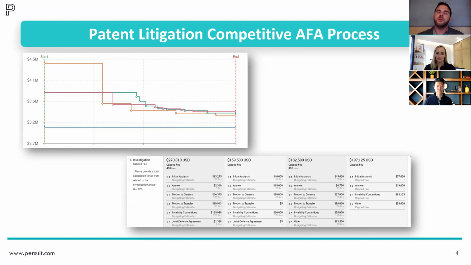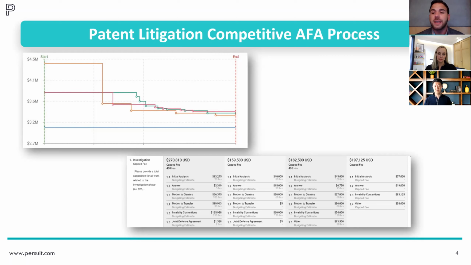So hopefully that gives you all a sense of why an alternative fee arrangement is a powerful way to get predictive pricing throughout the life of a patent litigation matter, despite the fact that these matters are complex. Because these matters are so large and there's so much spend on the line, firms really want to win your business for a patent litigation matter. So when you put firms in a competitive process, you're going to see significant price reductions because there's such a high desire to win these matters.